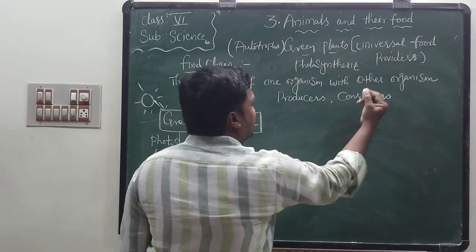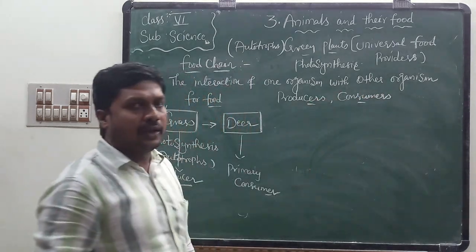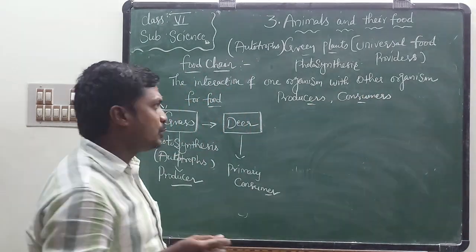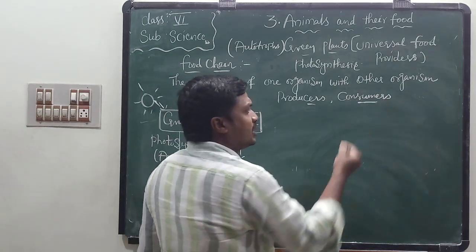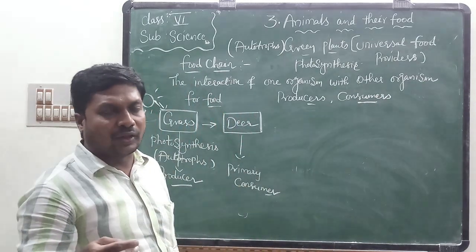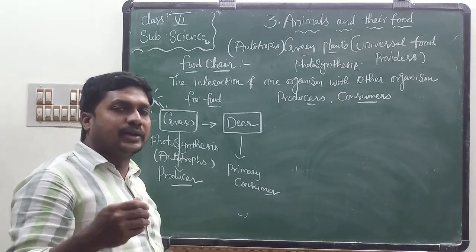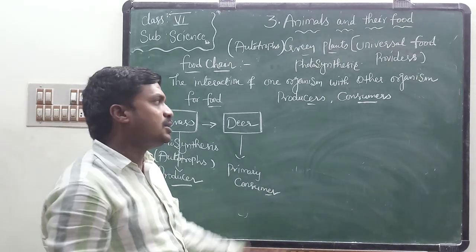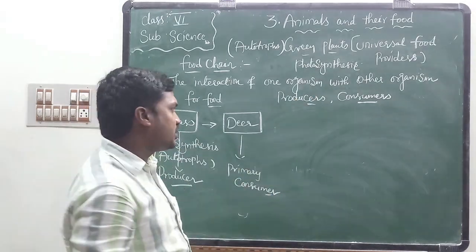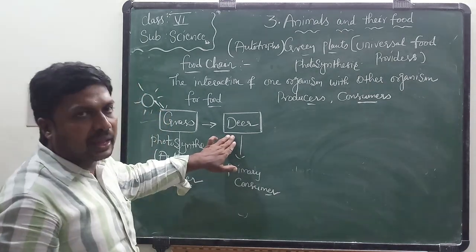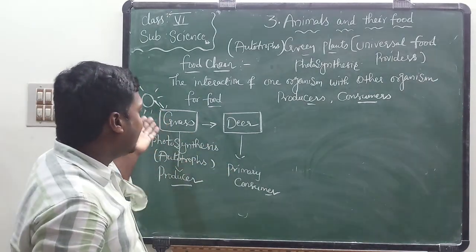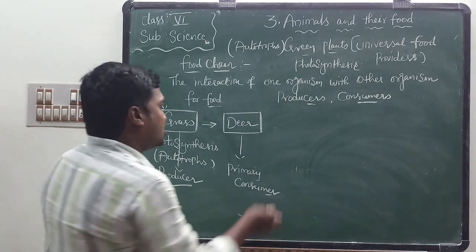Producers are the organisms which trap solar energy to prepare their food in the process of photosynthesis. Consumers are the organisms which do not have chlorophyll. That's why they depend on plants or other animals. Such organisms are called consumers. Here, the deer is a herbivore which eats only grass. That is called a primary consumer.